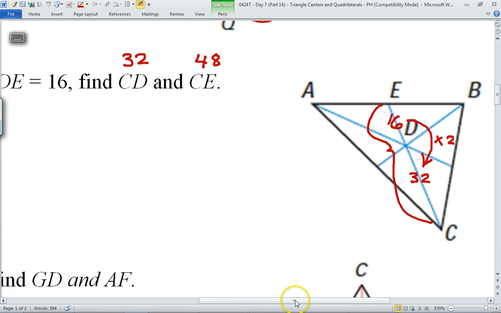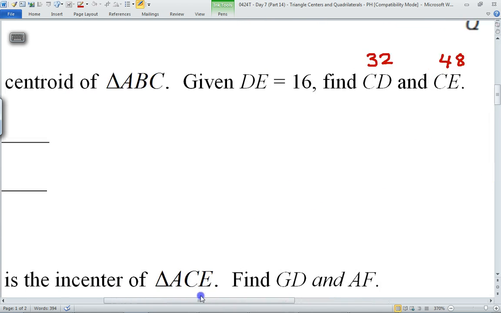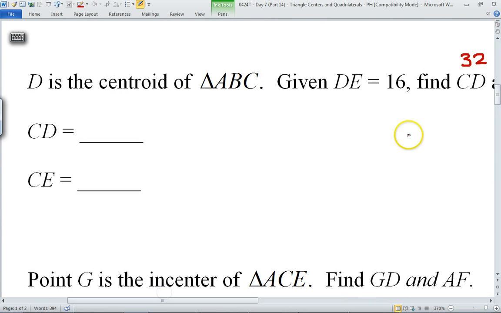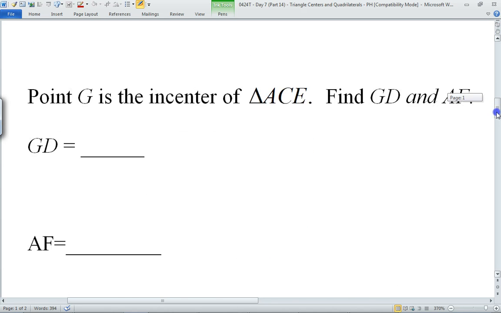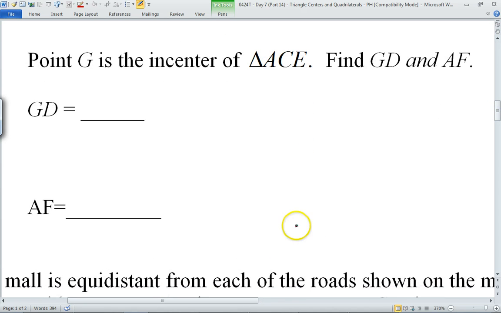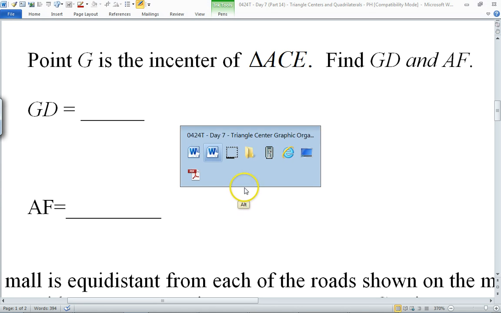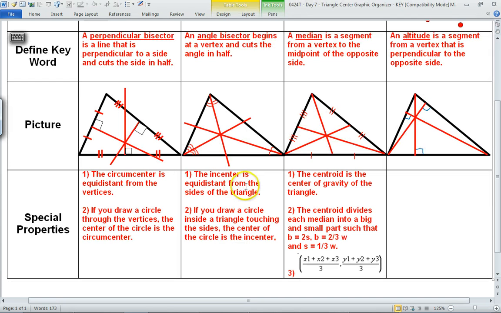Okay, let's see what's next. Alright, point G is the incenter of ACE. Find GD and AF. The incenter. Well, the incenter is the one that's equidistant from the sides.